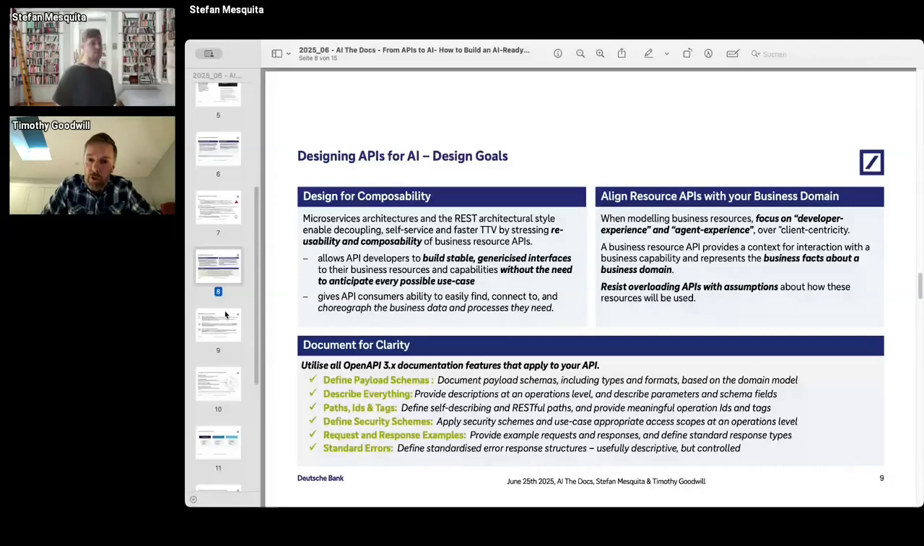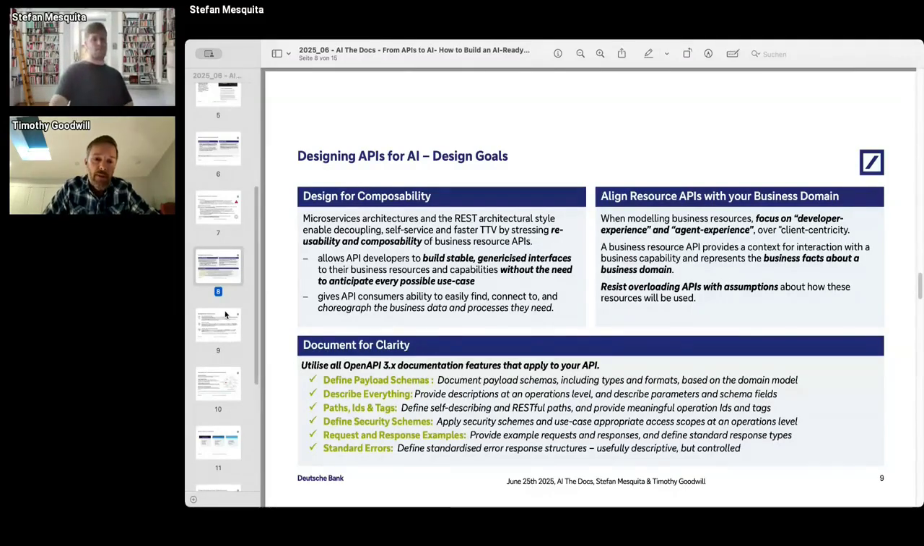So our focus should be on developer experience over client centricity, because in the end, our APIs represent the business facts about our business domains and a standardized interface to our capabilities. And we don't need to overload our APIs with assumptions about how they're going to be used, especially in AI use cases. We want to open up new possibilities.